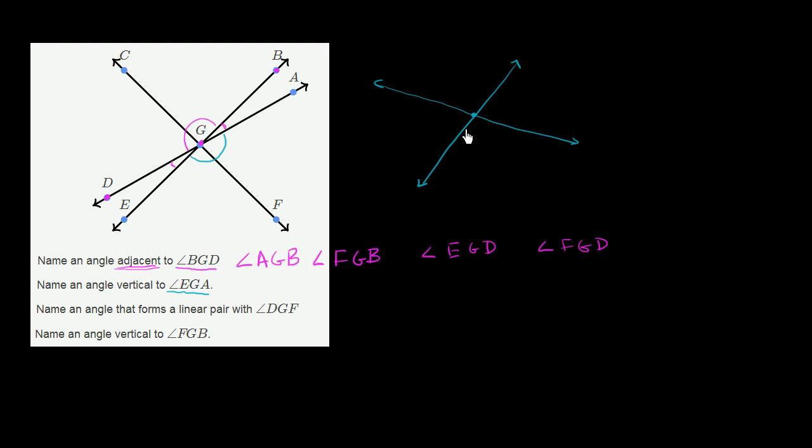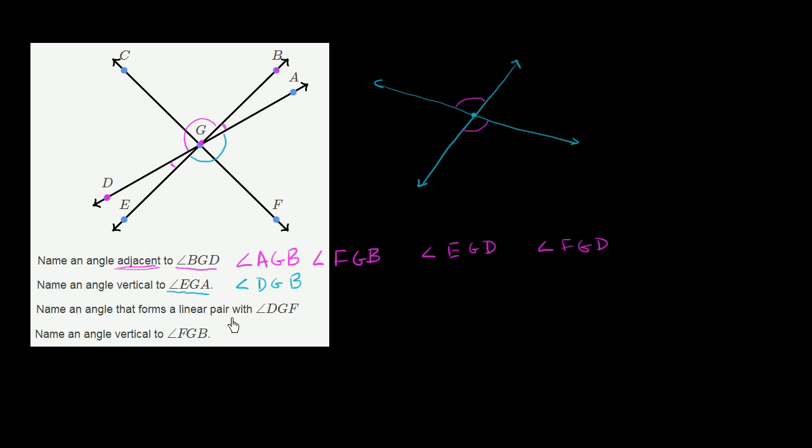So if this is the angle that you care about, its vertical angle is the one on the opposite side of the intersection. It's one of these angles that it is not adjacent to. So it would be this angle right over here. Going back to the question, a vertical angle to angle EGA, well, if you imagine the intersection of line EB and line DA, then the non-adjacent angle formed to angle EGA is angle DGB, actually what we already highlighted in magenta right over here. So this is angle DGB, which could also be called angle BGD. These are obviously both referring to this angle up here.